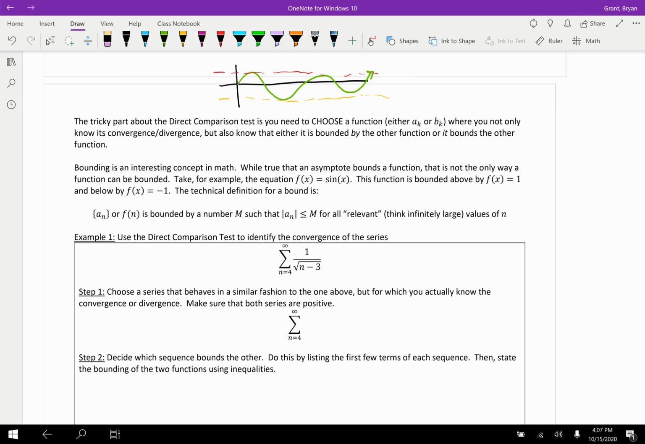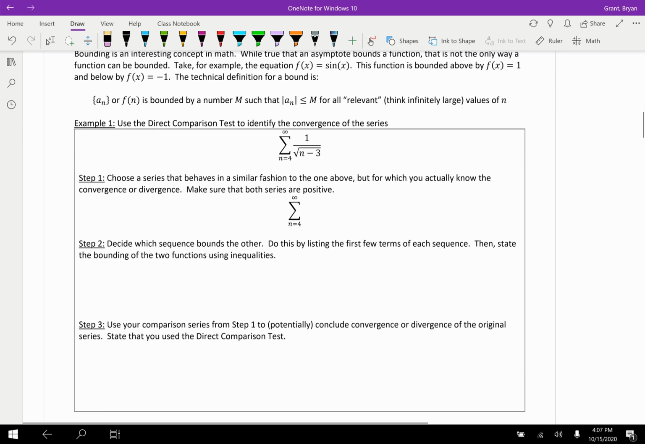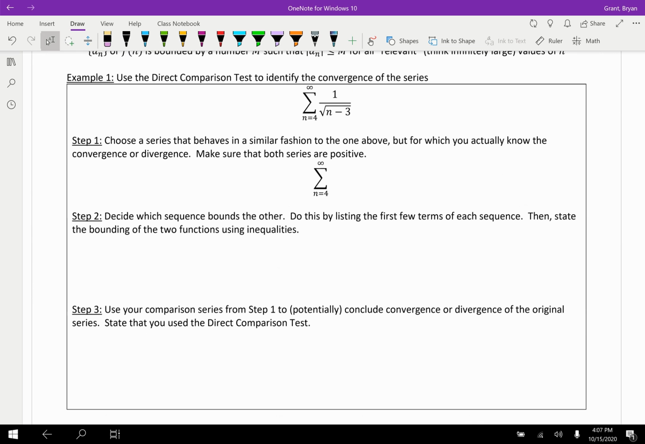So bounding, it might not be bounded like right here, but eventually a function is going to reach a pattern if it's going to be bounded as we move to infinity. Now, why is that important? Well, let's take a look. We're going to use the direct comparison test to identify the convergence of this series.